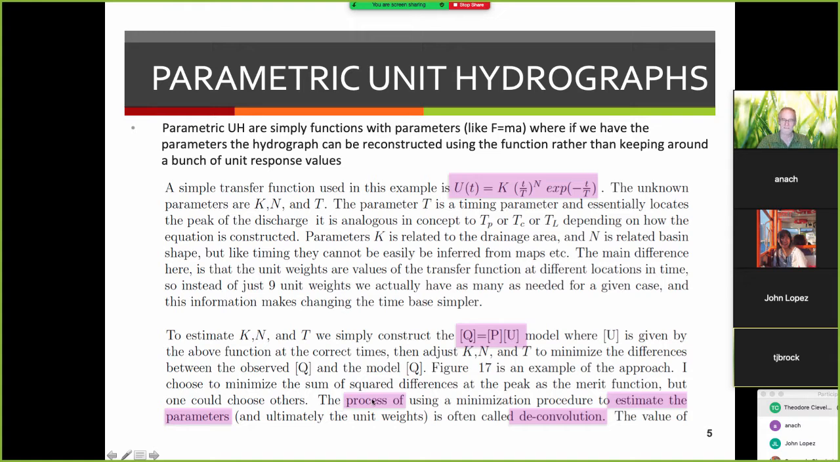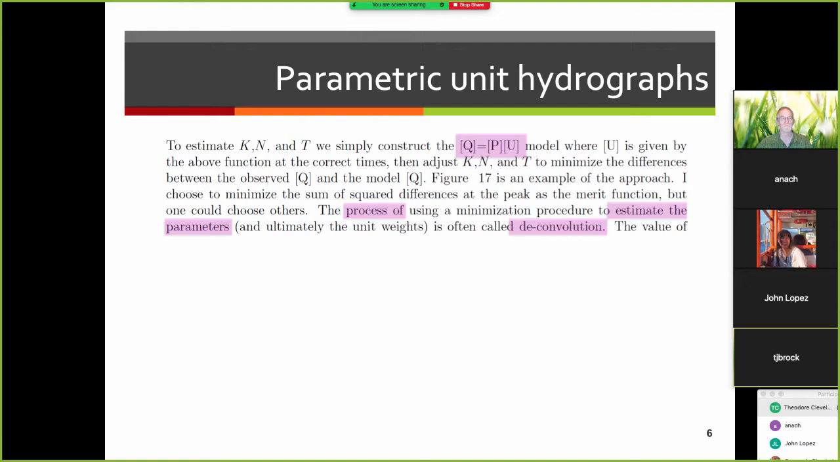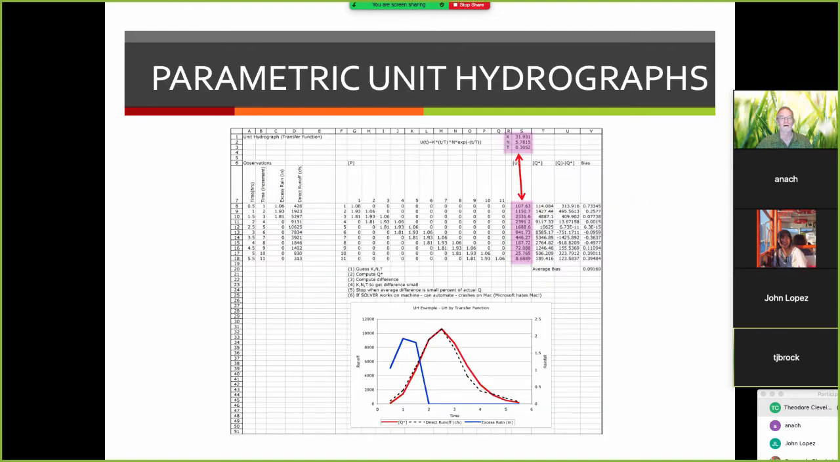So the process of using a minimization procedure to estimate the parameters is called deconvolution. And it's a big deal in information science. It's somewhat big deal in hydrology, although historically in hydrology we've not routinely associated the problem being the same problem as getting a cell phone to decipher a signal from millions of signals. But functionally that's the same problem. And so here's the problem displayed in a spreadsheet.